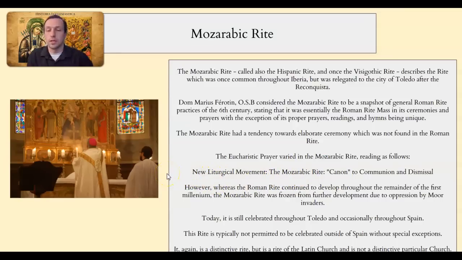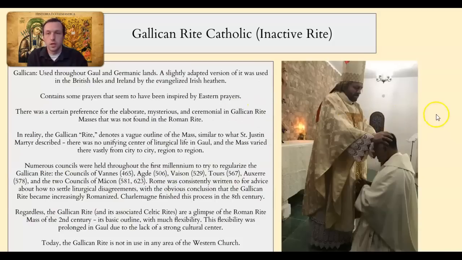Whereas the Roman Rite continued to develop throughout the remainder of the first millennium, the Masoretic Rite was frozen from further developments due to oppression by Moor invaders. Today, it is still celebrated throughout Toledo and occasionally throughout Spain. This rite is typically not permitted to be celebrated outside of Spain without special exceptions. Again, it is a distinctive rite, but is a rite of the Latin Church and is not a particular, distinctive local church. There are various inactive rites as well.